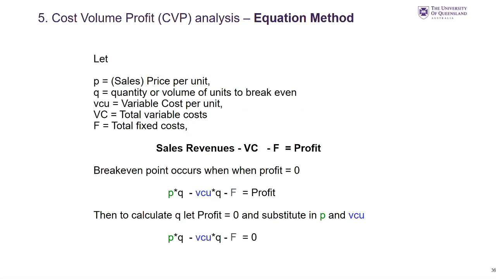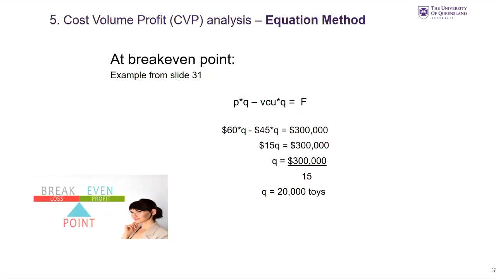And the equation method is when we do it kind of longhand. We take our sales, less our variable costs, less our fixed costs, equal our profit. So we can break up our sales into the price per unit times the quantity. And that's what we're trying to solve. We're trying to solve how many units we need to sell so our profit equals zero. Our variable cost per unit times the quantity, minus our fixed costs in total. So we can let profit equal zero, and we can substitute our numbers into this equation.